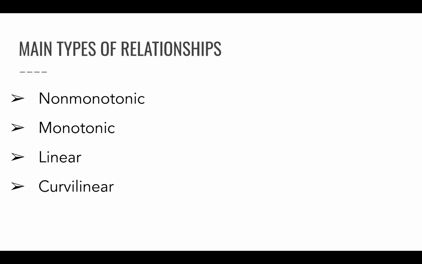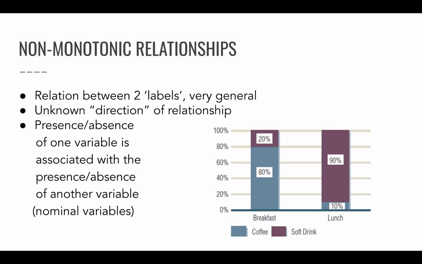This immediately brings us to the different types of relationships, because these different types of relationships completely depend on the measurement level of the variables in that relationship. So non-monotonic relationships, monotonic relationships, linear and curvilinear relationships. So I'm going to give you a brief explanation of each of them, but what we're going to focus on the most is non-monotonic relationships and linear relationships in this class. Let's start with the non-monotonic relationship.